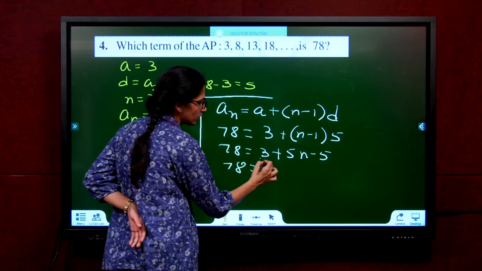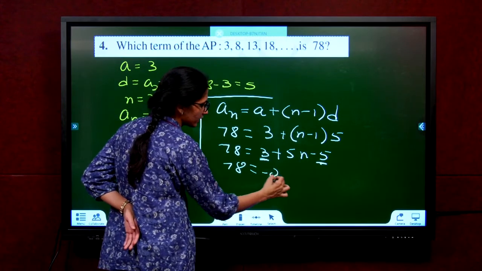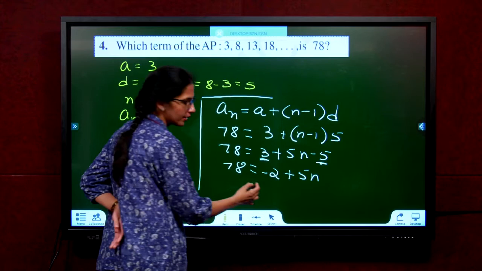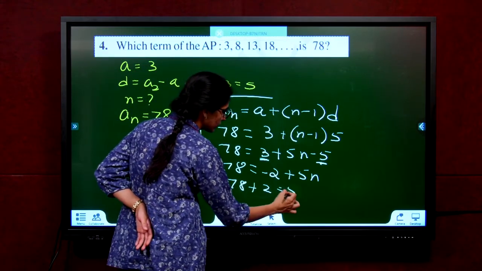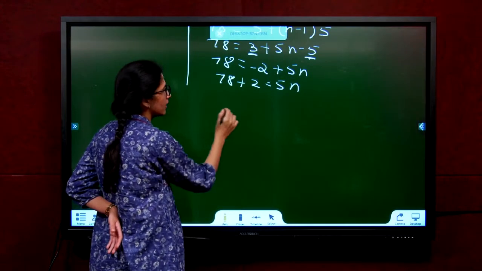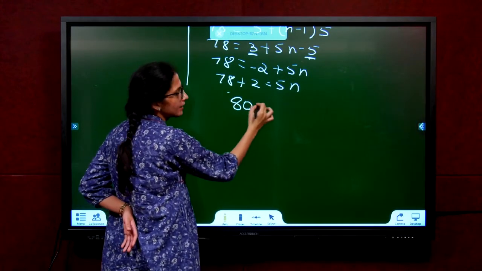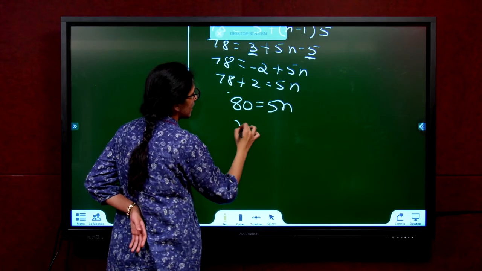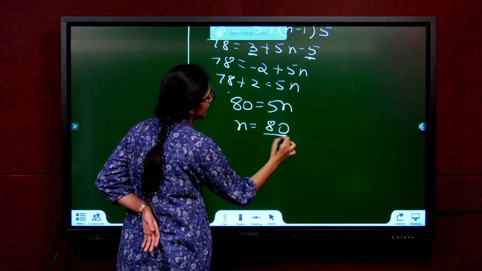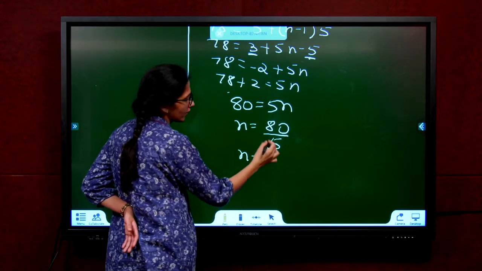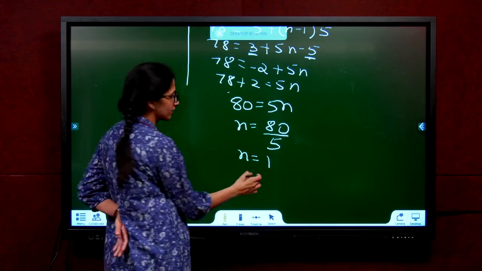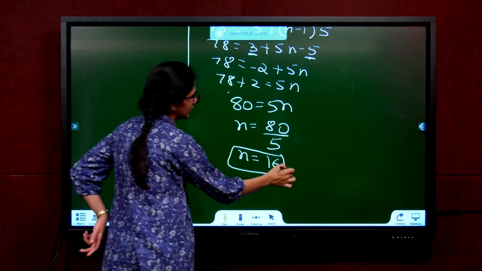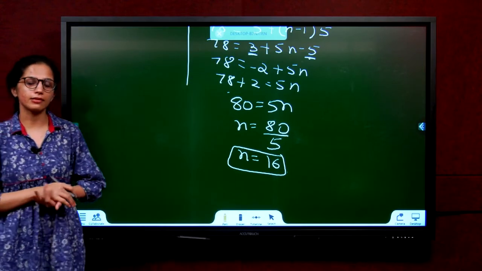78 is equal to 3 plus 5N minus 5. 78 is equal to 3 minus 5, minus 2, plus 5N. Minus 2 comes to the side. 78 plus 2 is equal to 5N. 78 plus 2, 80 is equal to 5N. N is equal to 80 by 5. 5 ones are 5, 3 remainder 30. 5 sixes are 30. Therefore, it is the 16th term.